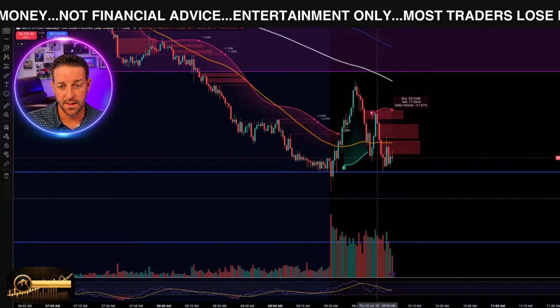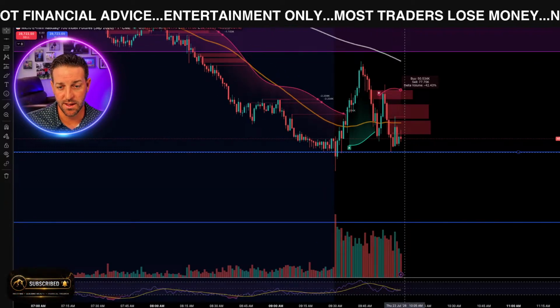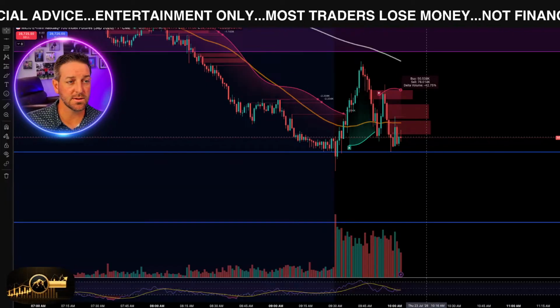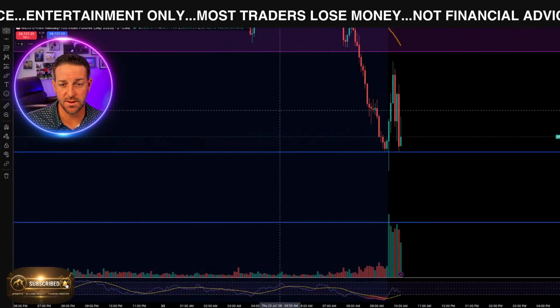Let's see what we can get out of this. If we break down below this 700 level, I'm looking for shorts. If we can continue to bounce, I'm looking for longs. This is on the 1 minute time zone. We have a lot of fair value gaps, but I like to trade the 5 minute more.